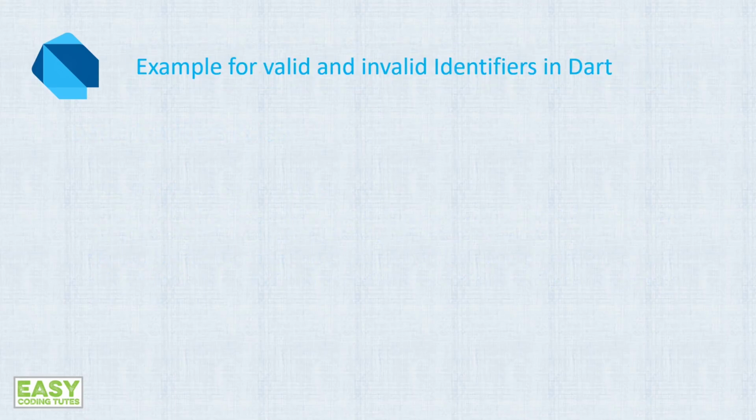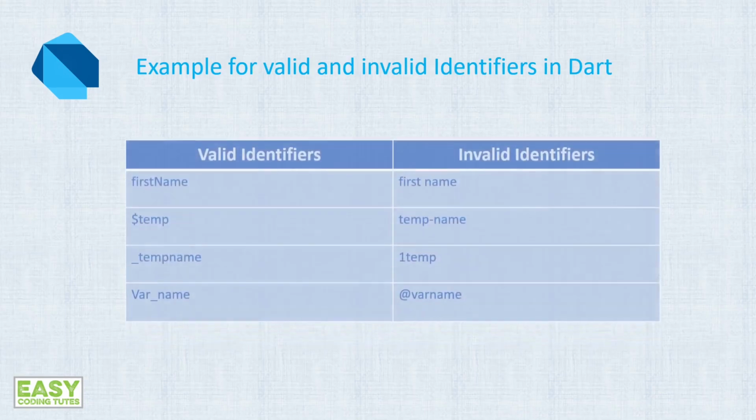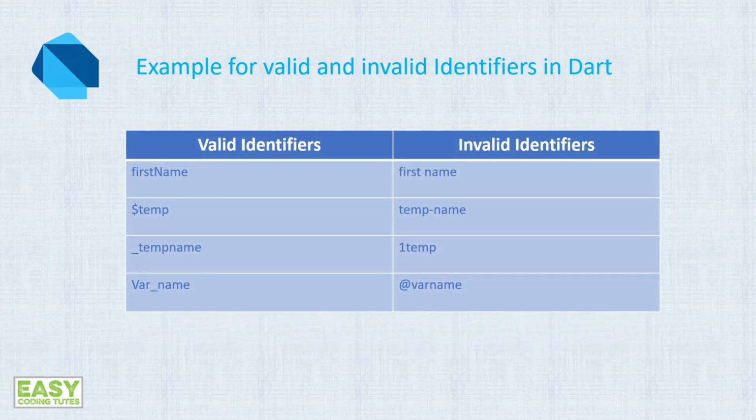Let's have some examples of valid and invalid identifiers in Dart. These are the valid identifiers and these are invalid identifiers. The first one is first name. Here we don't have any space, no problem. The second one is first name with a space, so it's invalid. And the second one is $temp. That is valid because we can use a dollar or underscore sign.